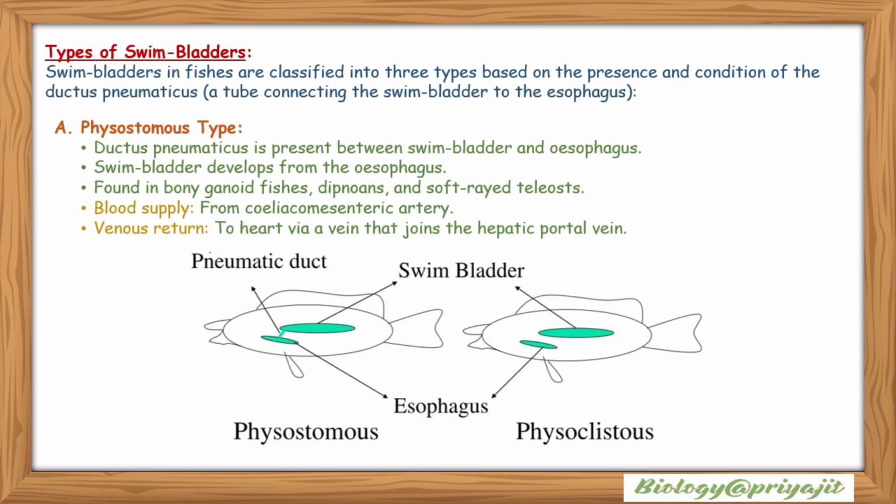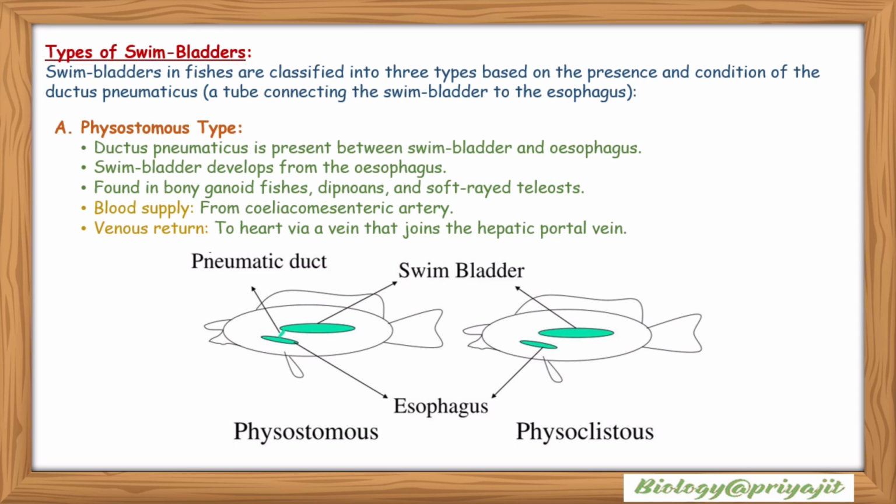Types of swim bladder. Swim bladder in fishes can be classified into three types based on the presence and condition of the ductus pneumaticus, a tube connecting the swim bladder to the esophagus. The first type is the Physostomus type. Ductus pneumaticus, in the diagram you can see, is present between the swim bladder and the esophagus.